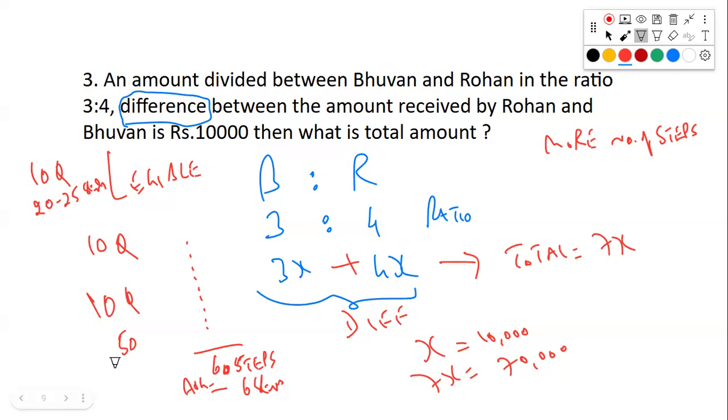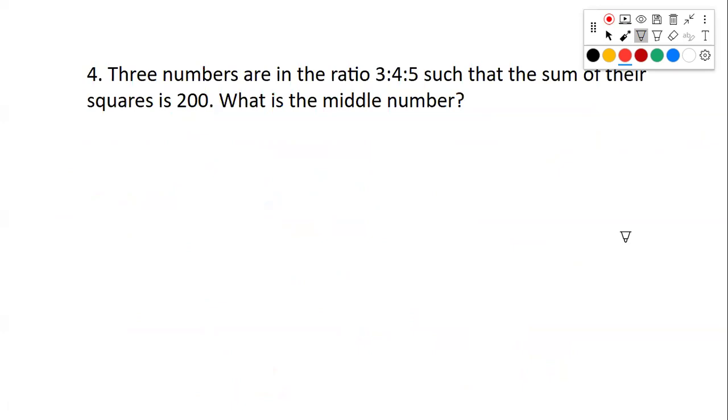Okay, so let's go forward now. Try this one. Consciously try and reduce the number of steps.